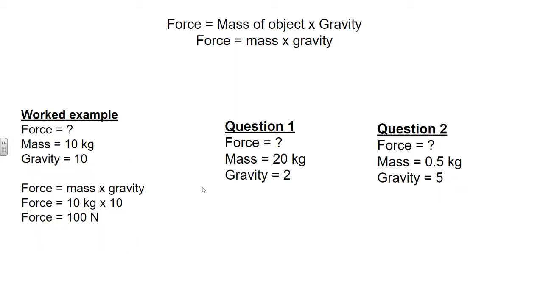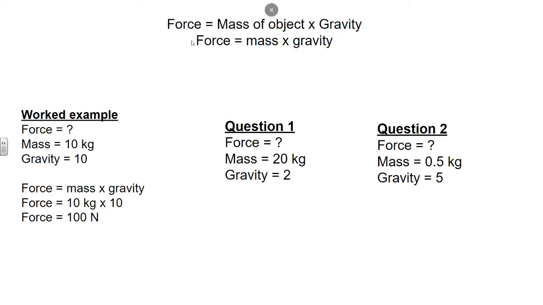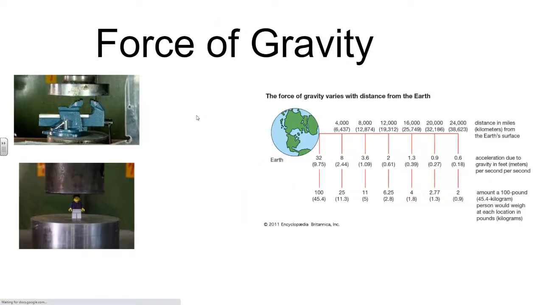So the way we work this out is the force with which something is pulled towards the center of the Earth, on Earth, is its mass multiplied by the gravity on our planet.